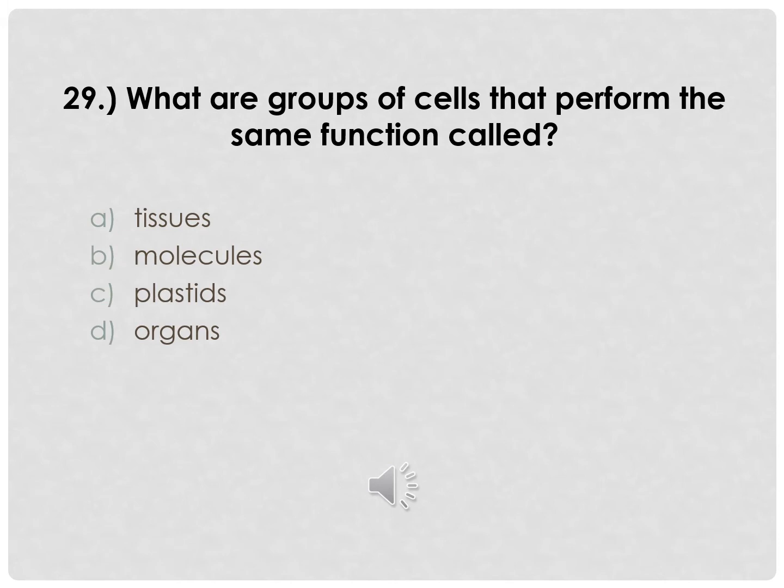What are groups of cells that perform the same function called? We can pretty quickly rule out answers B and C, because molecules are atoms coming together and not living things, and plastids are pieces of DNA. If we think back to our previous question, we know that tissue comes after cell in the hierarchy of structure. We can't skip over this and go directly to organs, because organs are tissues that are working together. So the answer is A, tissues.